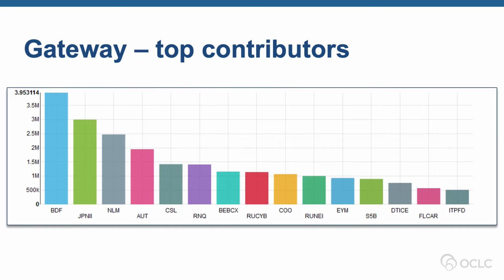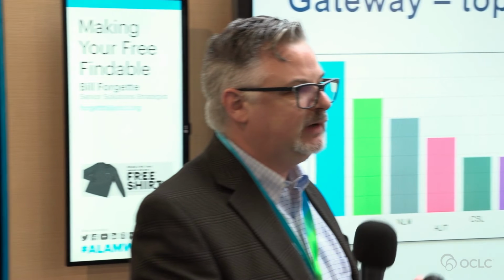Now, the gateway is in use by a lot of libraries. I do have a cheat sheet in my pocket because it's a lot of symbols down here, but some of the big ones, as we can see, is the National Library of France. In Japan, the National Information Institute, National Library of Medicine, AUT, that's the National Library in Australia, and so forth. It keeps on going. I see here EYM, which is the University of Michigan, which actually started a lot of the OAI repositories in the Oyster database, which OCLC now houses.